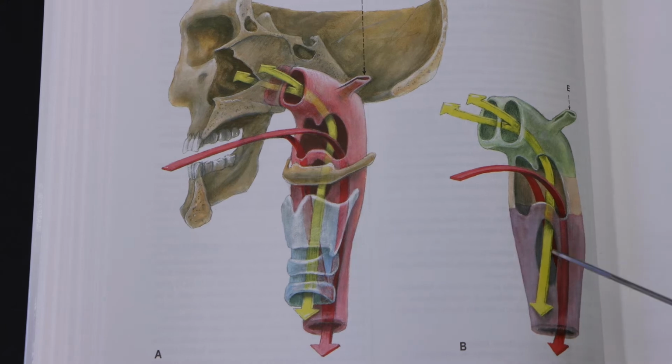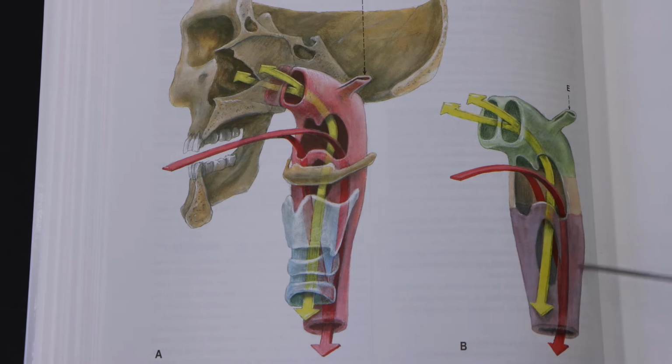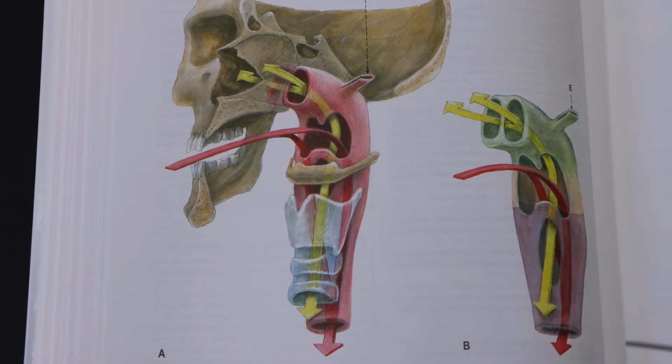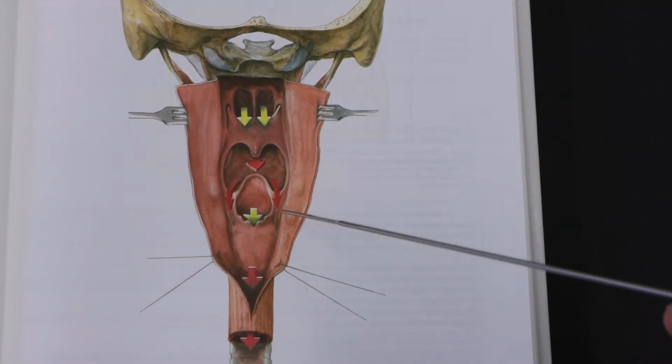It is, and also in this region, on both sides of the larynx, there is a blind depression that I'm going to show you in the next picture. So this is the picture that I wanted to show you.